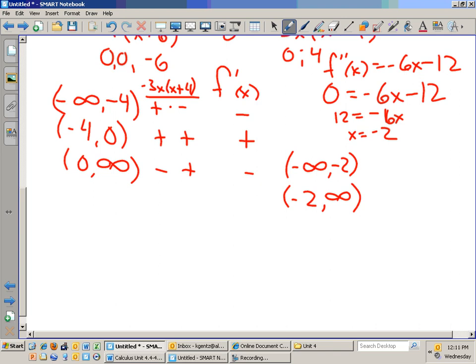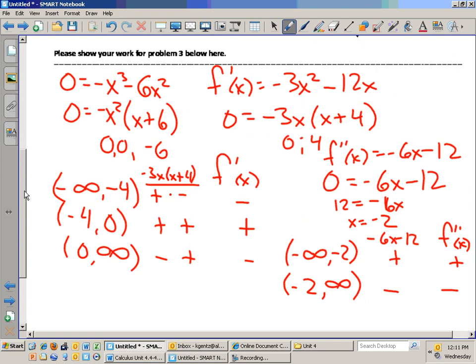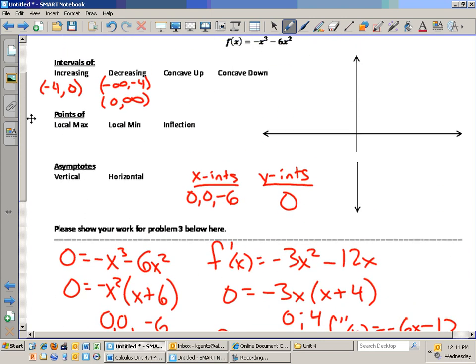And now I use that, negative 6x minus 12, to determine something about f double prime of x. Where is it positive? Where is it negative? Tell me something interesting. I plug in negative 3, I get a positive. So f double prime of x is positive, and then I plug in, say, 0, and I get a negative. So it looks like it's concave down from negative 2 to infinity. Concave up from negative infinity to negative 2.